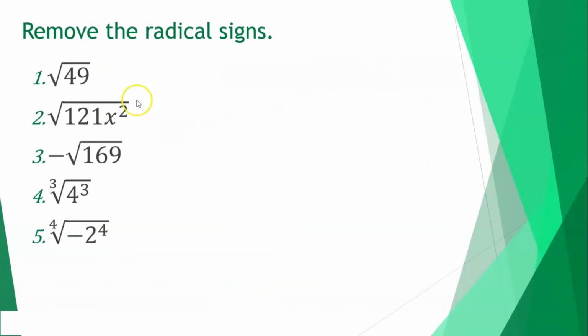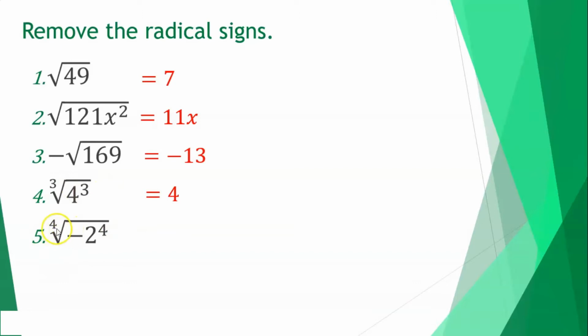Now, let's have this one. Remove the radical sign. In this case, the square root of 49, that's 7. Square root of 121x squared, this would be 11x. Square root of 169, that would be 13. This one, the cube root of 4 cubed. So this is odd, so the result here is 4.